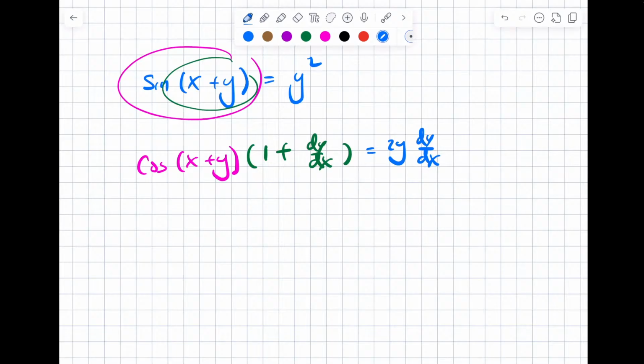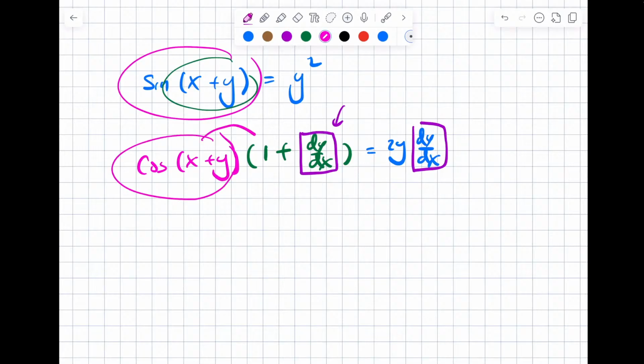Now realize that I need to get dy dx by itself. So what's dy dx? It's right here, right? But the problem is dy dx is inside a parenthesis. So how do we get it out? Distribute. And people ask, how do I distribute this? Well, take this whole thing and distribute it inside like this. Why the whole thing? It's not cosine x plus y. The whole thing itself is a function. You're going to distribute the whole expression.